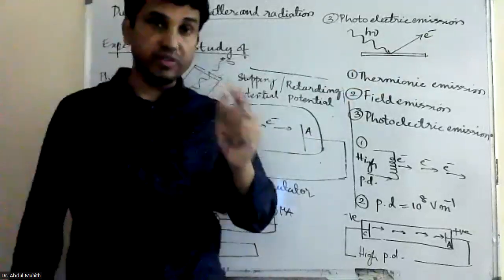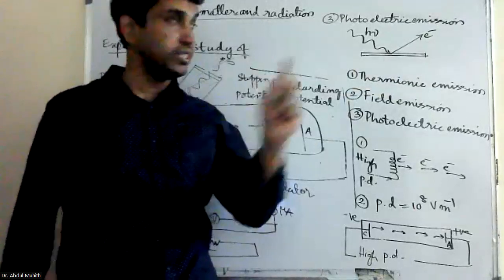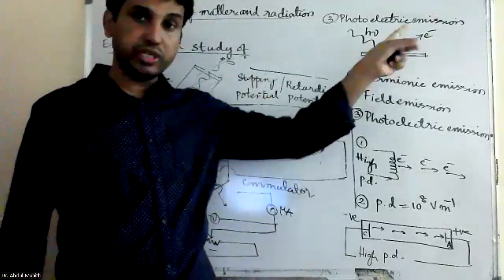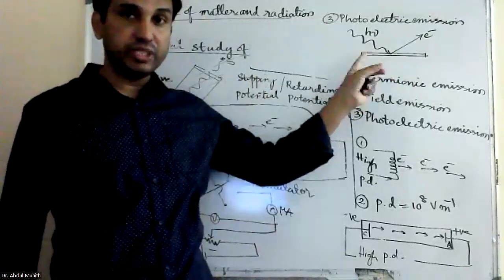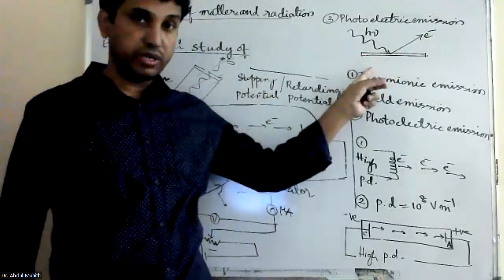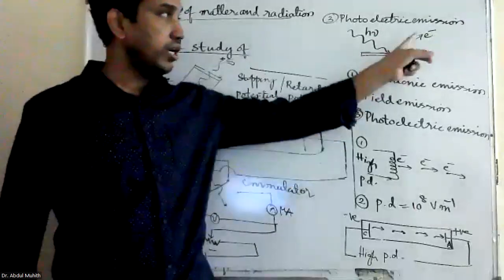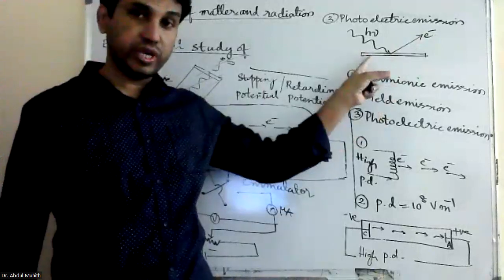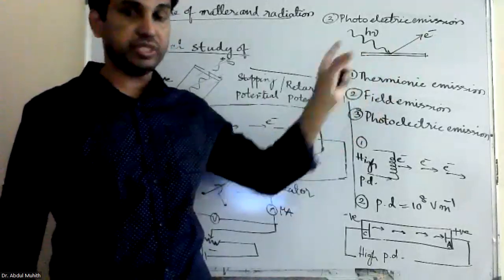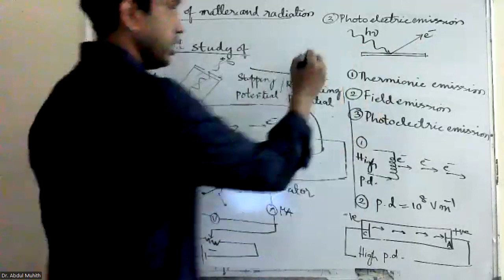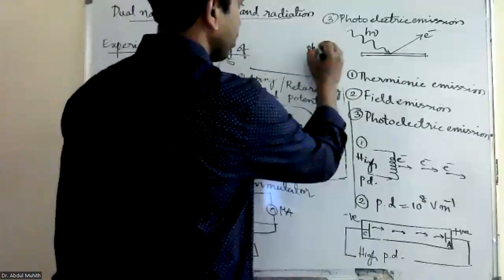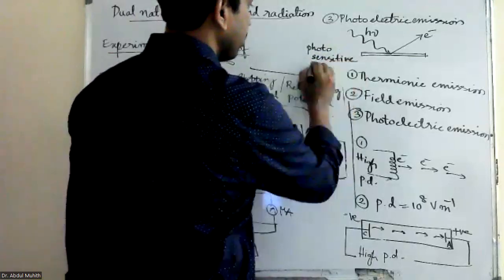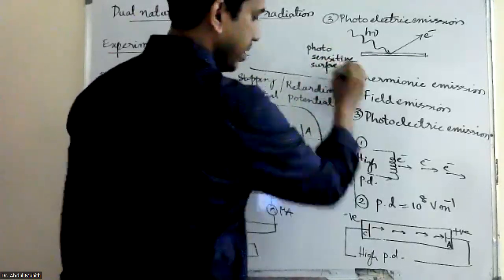Once again, when light of certain frequency is made to be incident on a surface, electrons are ejected out. This phenomenon is known as photoelectric emission or photoelectric effect. The electrons which are ejected out are known as photoelectrons, and the surface is known as a photosensitive surface. Clear? Here I am writing.